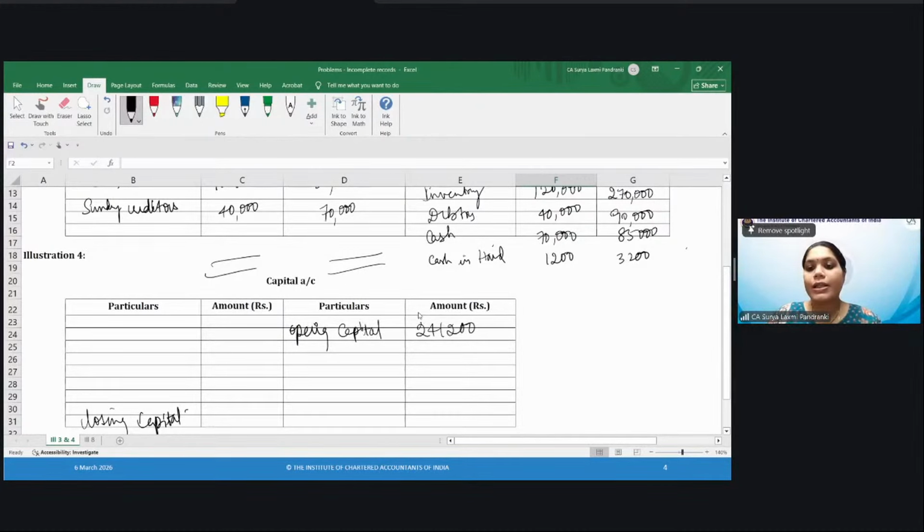Okay, 440,700. Now, what else will be coming up in your capital account, either in your opening or closing? If you have introduced any capital in the year, even that will come up. Or if you have withdrawn something, even that will come up. And any net profit that is added in the year. Only these things should come up, right?